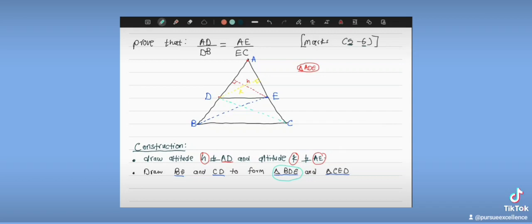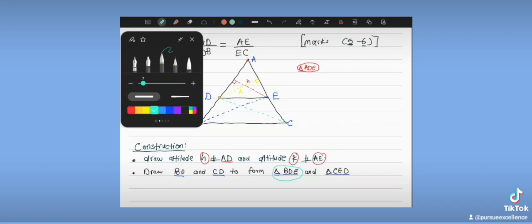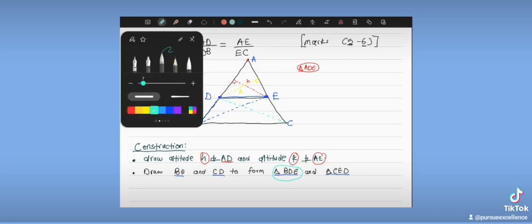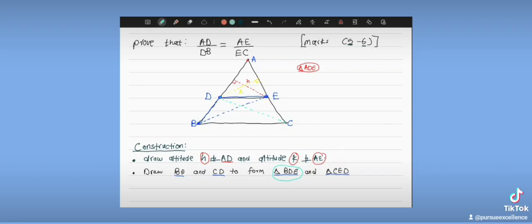Let me try to highlight the triangle BDE so you are able to see the triangle that I'm talking about. This is the triangle that I'm talking about. You can see the triangle BDE, and the triangle CED. This is the triangle CED, in this color. Okay, then I am done with the constructions.